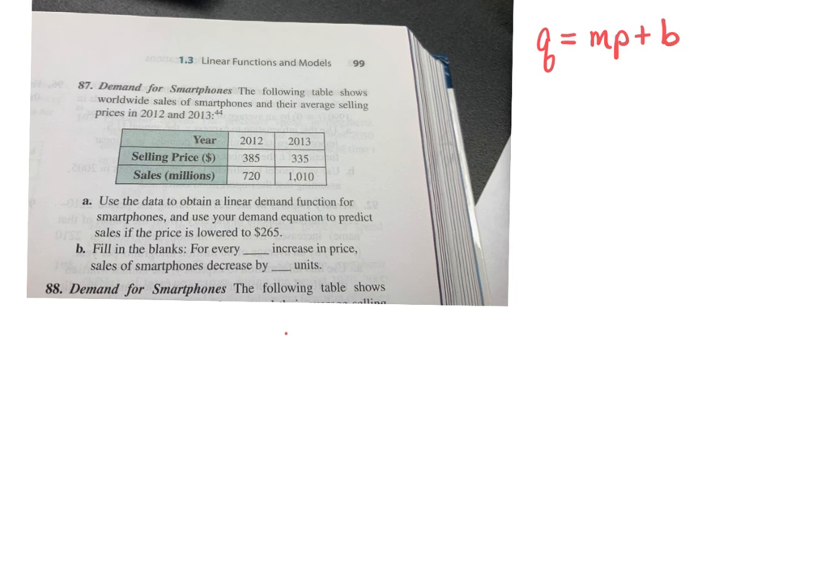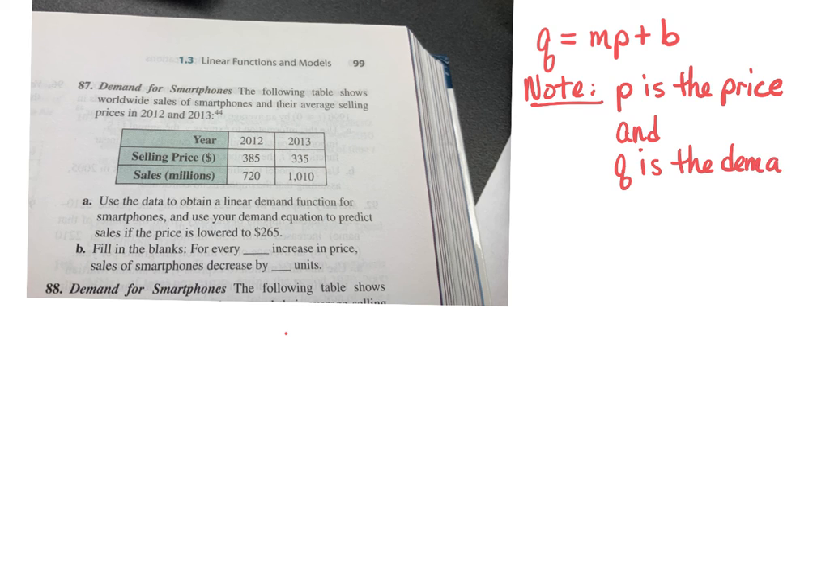So here, instead of y equals mx plus b, you want to use q equals mp plus b. And let me tell you what the variables are. P, so note, P is the price and Q is the demand. And Q is the demand.